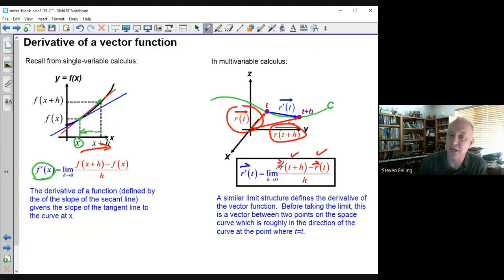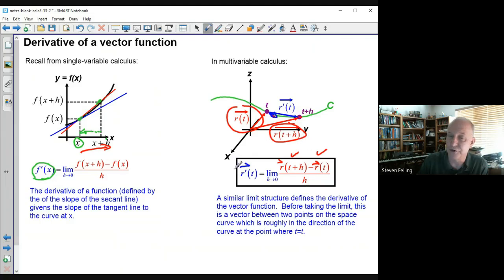Okay, and then if we allow h to approach 0 and take the limit, then we're getting a vector which is basically in the direction of the curve, and it represents how fast it's changing for each individual unit parameter change in t. Okay, so it's kind of got an analog to what we did there, but this is the definition.